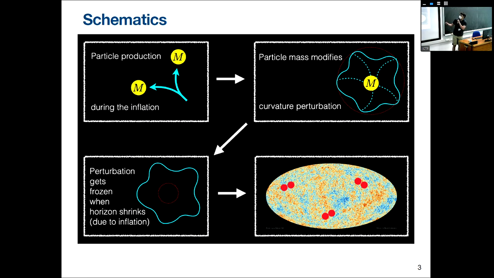This is a schematic of the particle production. As I mentioned, this pairwise massive particle gets produced at a specific time frame. Then this particle modifies and creates the curvature perturbation, as shown here. Later, this perturbation gets frozen because it is created during inflation, when the Hubble radius gets smaller and smaller. It stays frozen until it re-enters the horizon. Once it re-enters, it gets effects from its surroundings and the profile gets modified. Later on the CMB, it creates some sort of hotspot or cold spot signature.